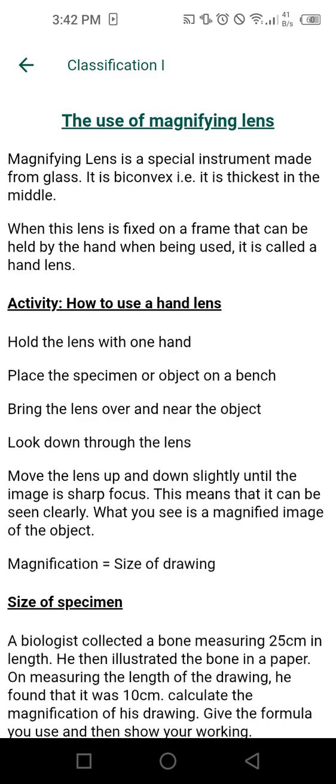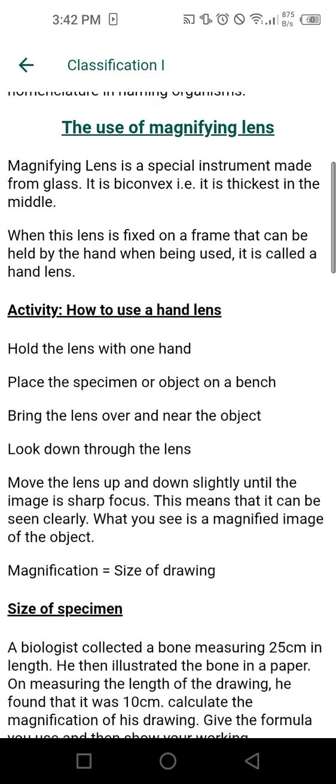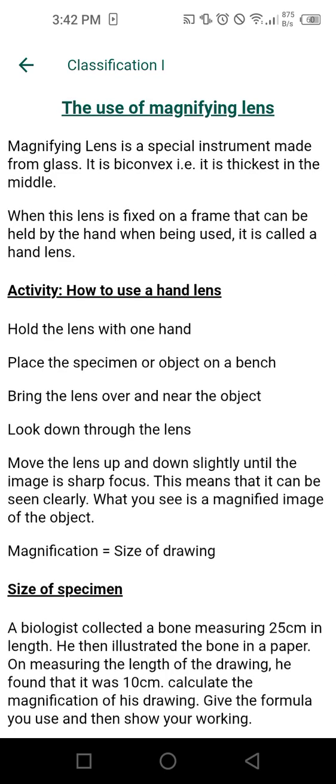Activity. How to use a hand lens. Hold the lens with one hand. Place the specimen or object on a bench. Bring the lens over and near the object. Look down through the lens. Move the lens up and down slightly until the image is in sharp focus. This means that it can be seen clearly. What you see is a magnified image of the object.